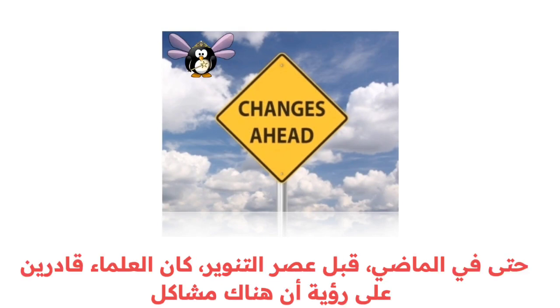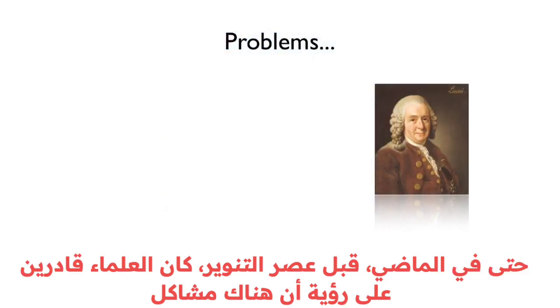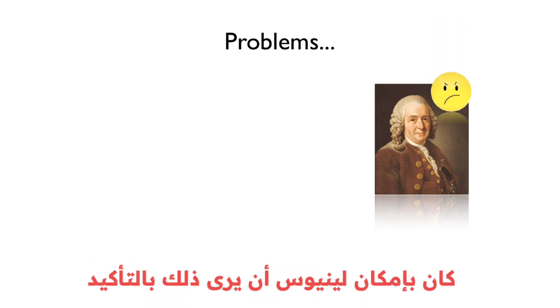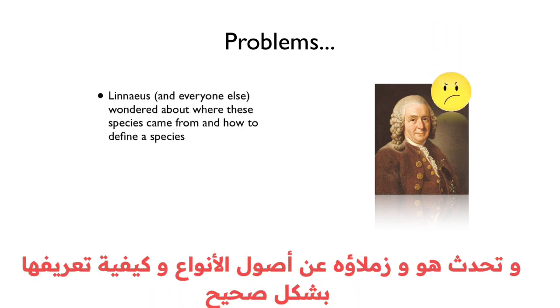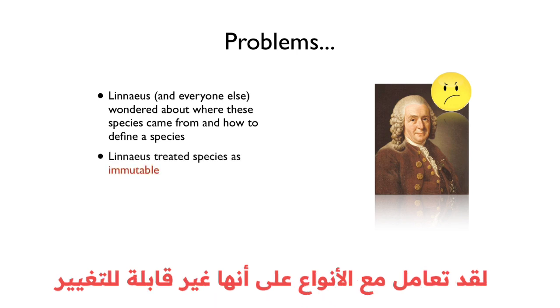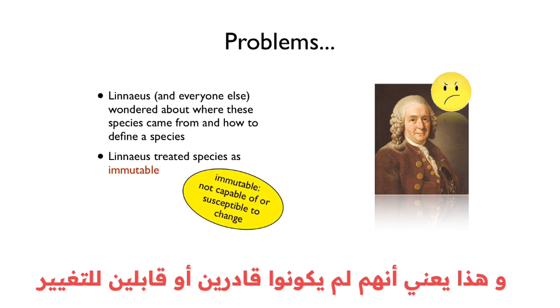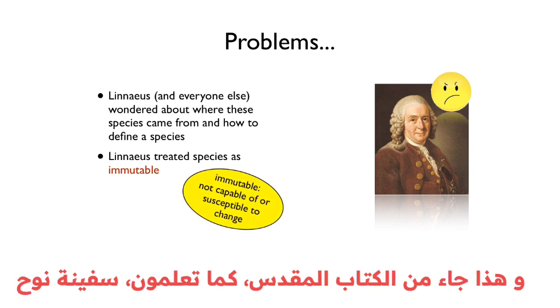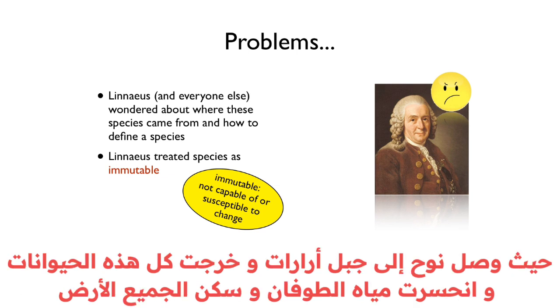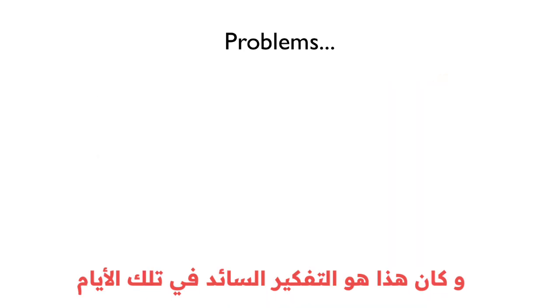Even in the past, before the Age of Enlightenment, scientists could see that there were problems. Linnaeus could certainly see it. He and his peers talked about where species came from and how to properly define them. He treated species as immutable. That means that they were not capable or susceptible to change. And this came from the Bible and Noah's Ark. And Noah arrives on Mount Ararat and all of the animals disembark and the floodwaters recede and everybody populates the earth. And that was the popular thinking of the day.